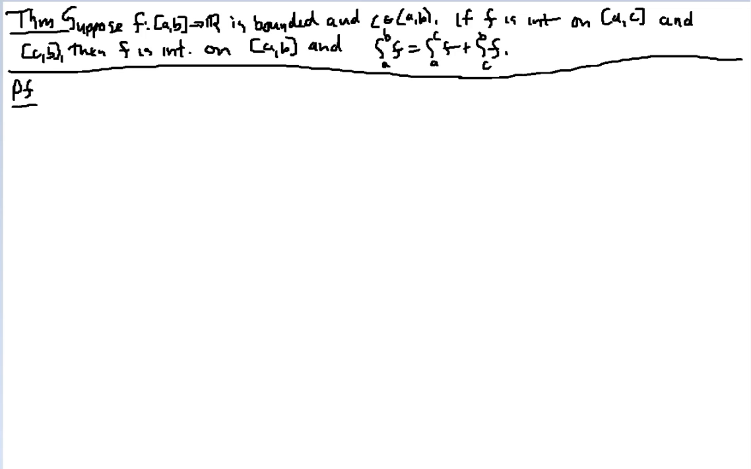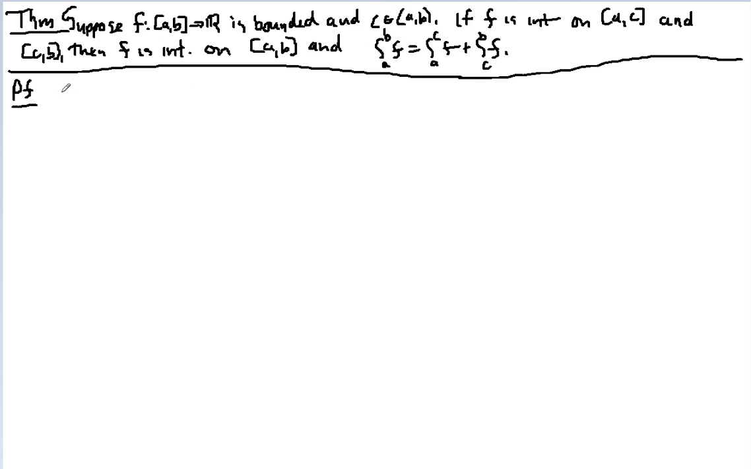I'm going to prove this theorem, which is really one direction of a theorem in the textbook. Suppose you have a function on AB, it's bounded. If f is integrable on AC and CB, then f is integrable on AB, and the integral equals exactly what you learned in calculus. Okay, so the proof.